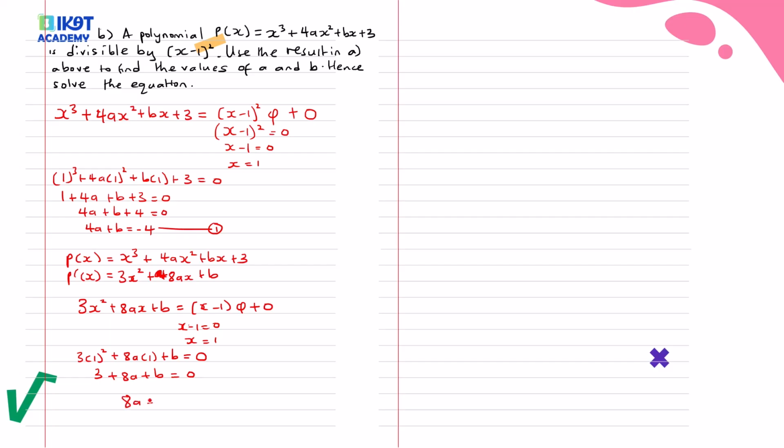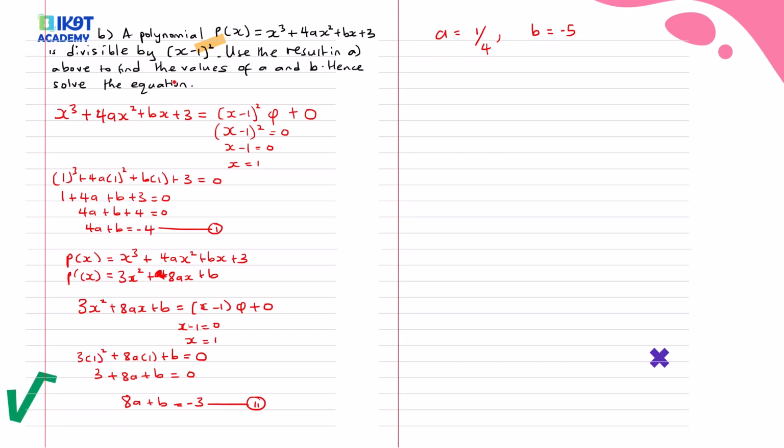So what do I have? 8a plus b is equal to negative 3. So now I have these two equations, and I solve them simultaneously. Here you're free to use whichever method of solving simultaneous equations you want, and you get the value of a as a quarter. If you're having issues with solving these equations, you can look for our video on simultaneous equations. So a is a quarter, b is negative 5.